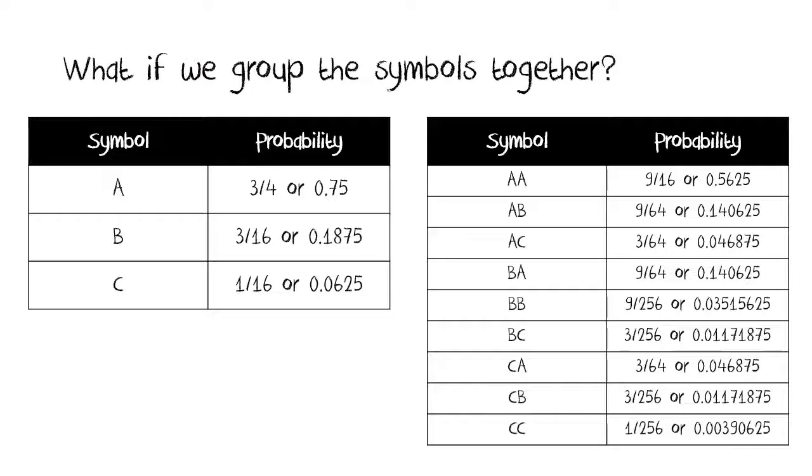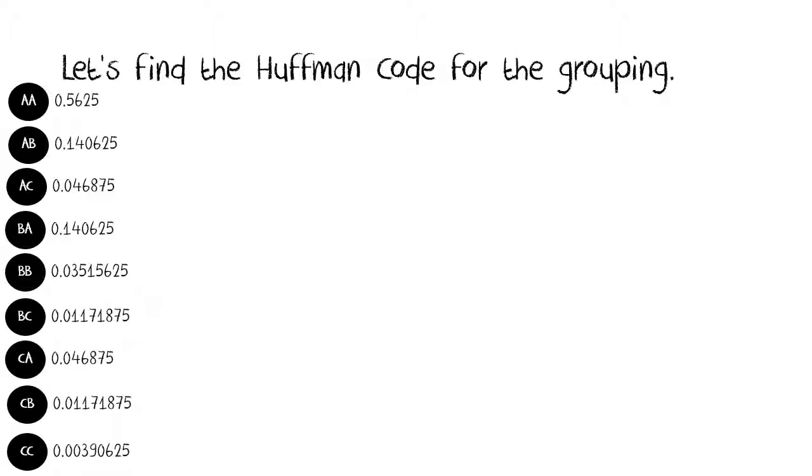Now try to find the Huffman code for the new grouped symbols. Again, we create nodes for each of the symbols with their corresponding probabilities. We then sort these symbols from highest to lowest probability. Then we take the two nodes that have the two lowest probabilities. In this case, it's CB and CC. They simply follow the previous steps that we took to develop the Huffman code tree. I'm going to leave this exercise to the viewer.